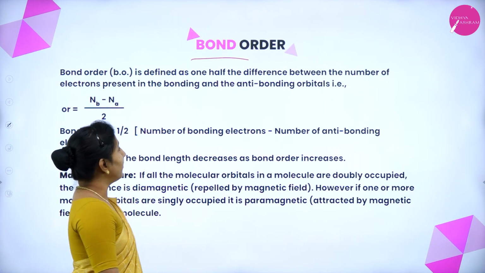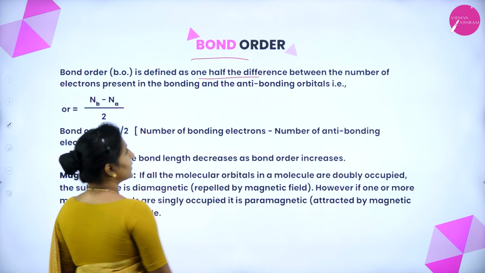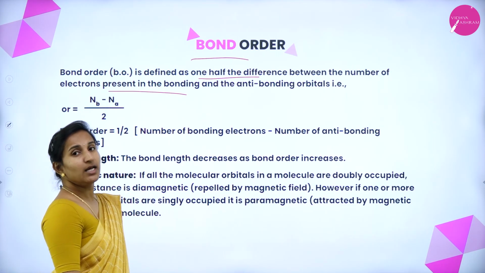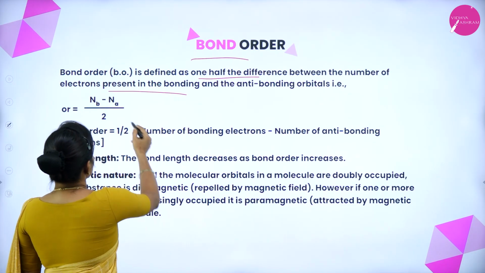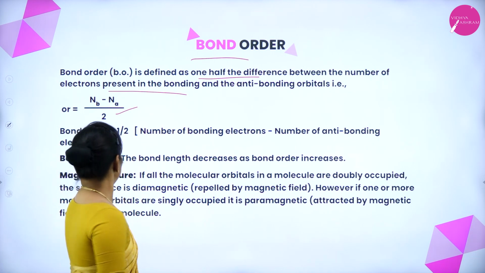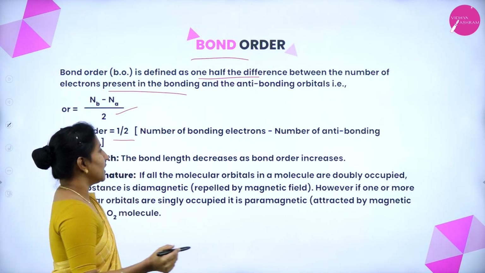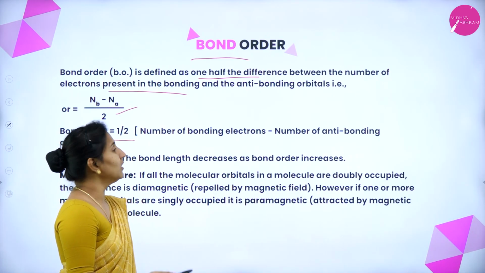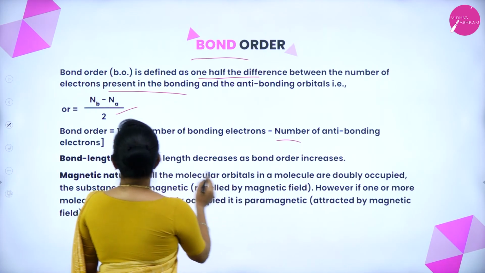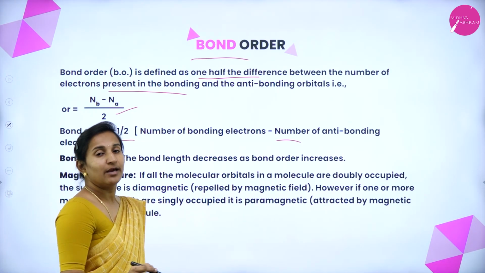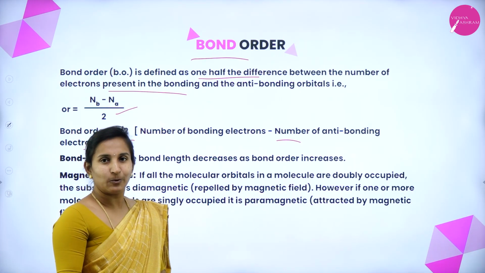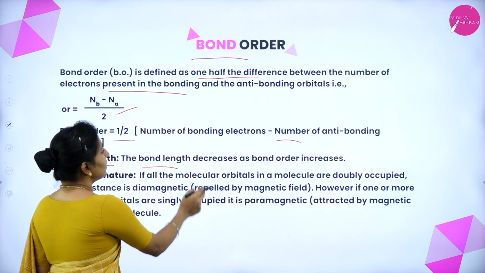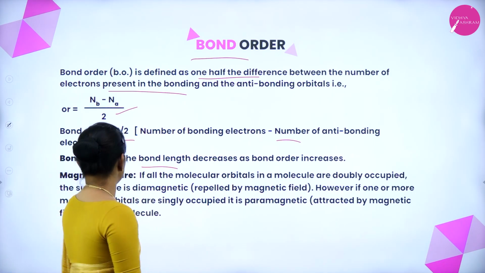Bond order is defined as one half of the difference between the number of electrons present in the bonding and anti-bonding orbitals, that is (Nb minus Na) by 2. Bond order is half the number of electrons in bonding orbitals minus the number of electrons in anti-bonding orbitals. Bond length decreases when the bond order increases.